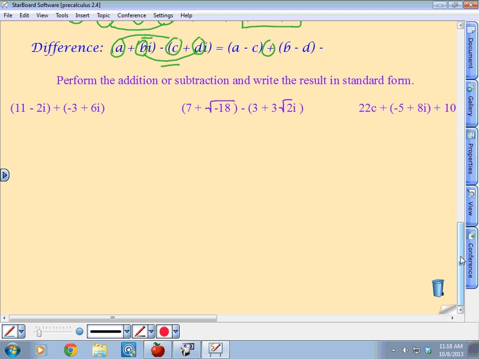Is the answer right for the first one up there? I didn't write it down. Oh, darn. 11 minus 3 would be 8. So it's 8 plus 4i. See, I'm not pulling these out of a hat.